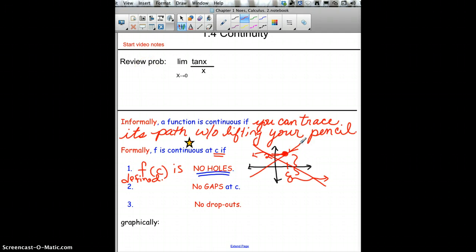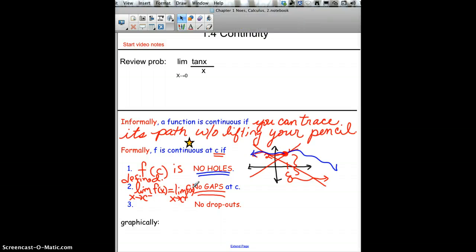So I also have to add another part to the definition: that I don't have any gaps at c. Well, how do I prevent the gap? For me to prevent the gap, I've got to make sure that as I approach from the left, I end up at the same point as when I approach from the right, which is basically a concept of limits. So I've also got to say that the limit of my function as I approach c from the left has to be exactly the same as the limit as I approach c from the right. What that will do is prevent gaps.